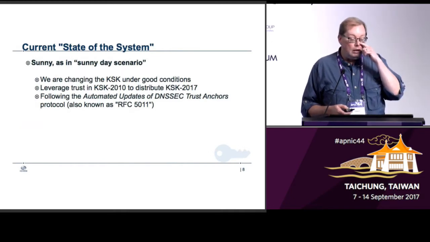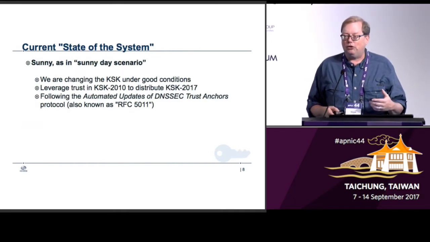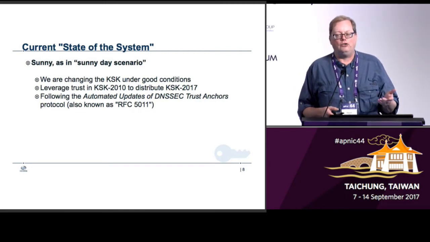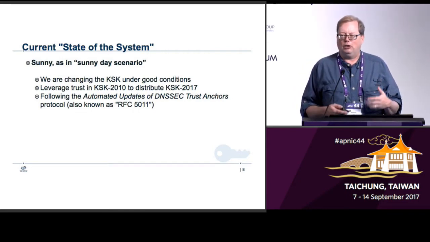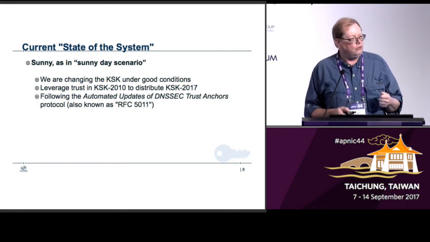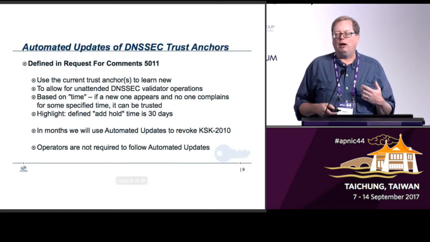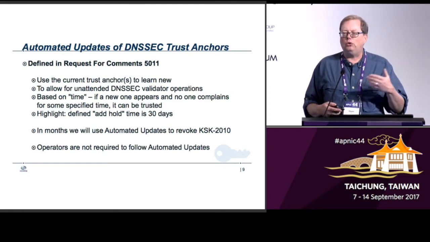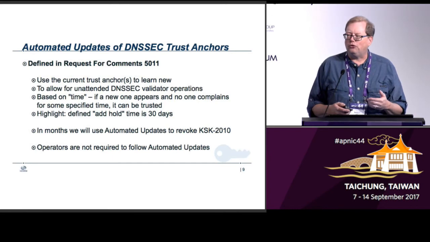Now, the current state of the DNSSEC system is it's running fine. We're changing the key under good conditions. We're doing it for hygiene. We want to make sure that we can do a key rollover in an emergency if we have to, but things are okay. And so because of that, we're using something called automated updates. ICANN is following this protocol, in which we introduce the new key by using the old key to help you trust it.